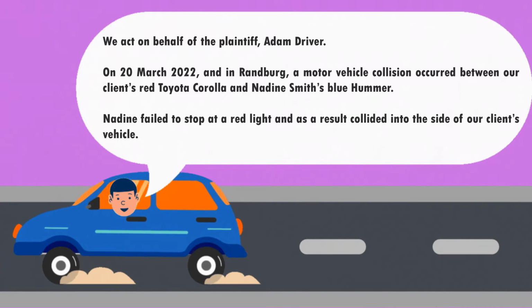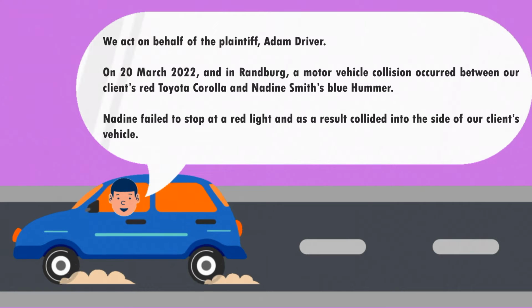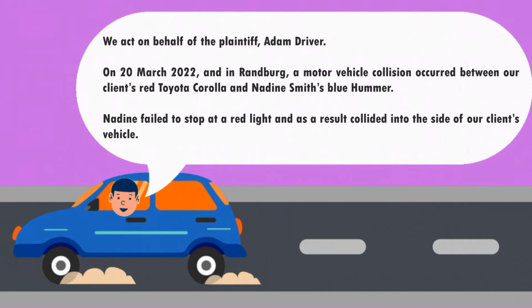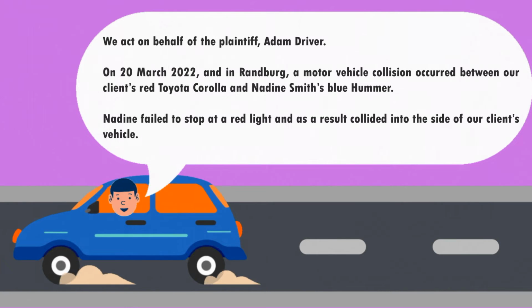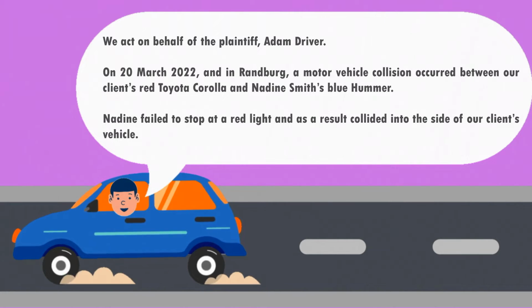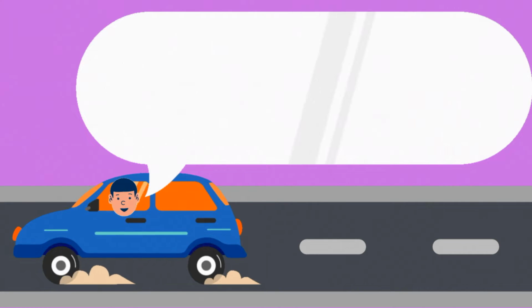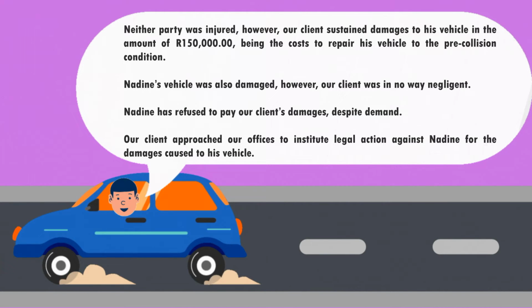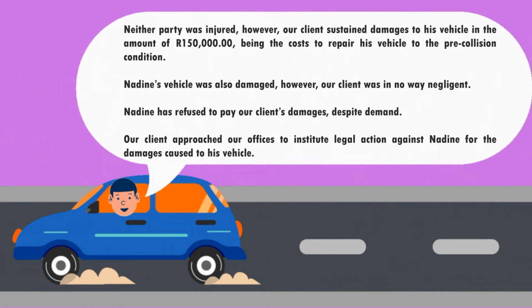On 20 March 2022, and in Randburg, a motor vehicle collision occurred between our client's red Toyota Corolla and Nadine Smith's blue Hummer. Nadine failed to stop at a red light and as a result collided into the side of our client's vehicle. Neither party was injured. However, our client sustained damages to his vehicle in the amount of 150,000 Rand, being the costs to repair his vehicle to the pre-collision condition.